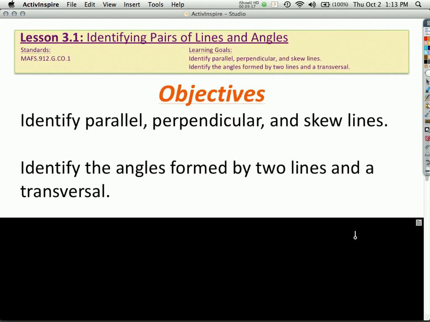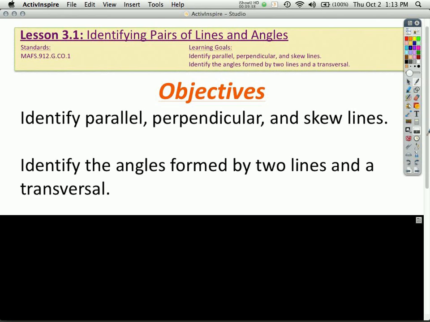So, our objectives today are to identify parallel, perpendicular, skew lines. I think you should all be familiar with parallel and perpendicular, but skew, I would imagine, is new. Identify angles formed by two lines and a transversal. You're familiar with what a line is. I'm not sure if you're familiar with what a transversal is.